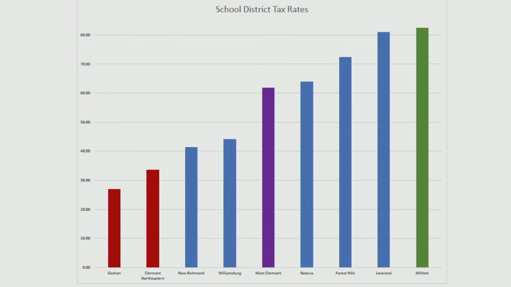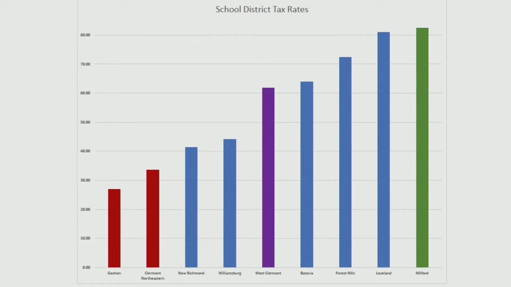What the chart doesn't tell you is that both of these school districts have an income tax. So if you live in those school districts, you're paying an earned income tax out of your wages in addition to the property taxes. Moving along, the next 2 blue bars, which are relatively low, are New Richmond and then Williamsburg. The purple bar in the middle is West Claremont. As you can see, it's pretty much in the middle of the area here. Very close to that, as I said earlier, was the Batavia schools. It's slightly higher, but not a whole lot more.